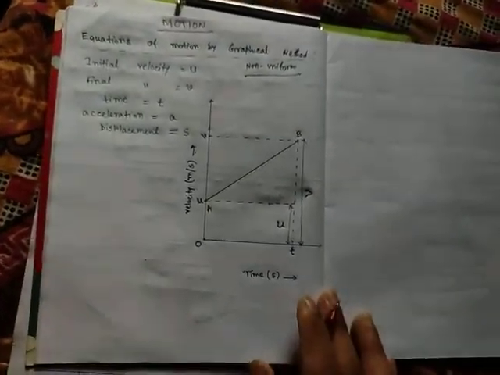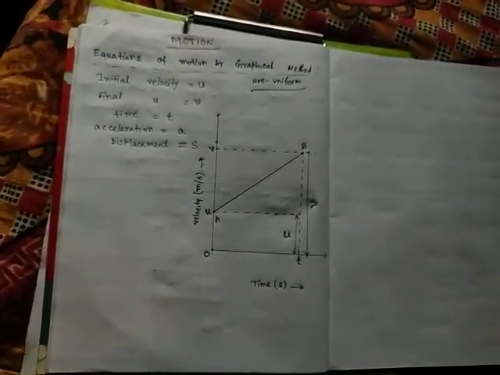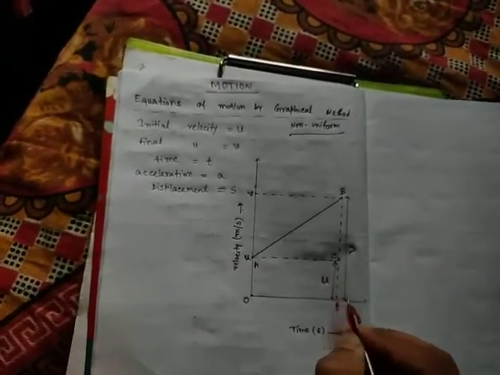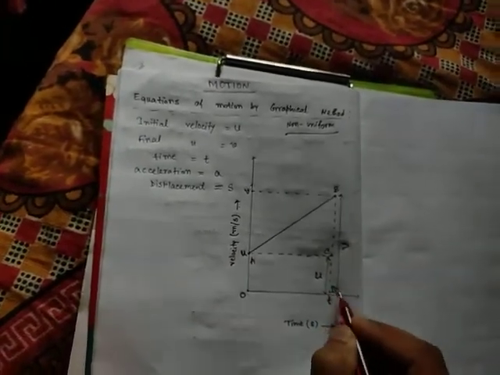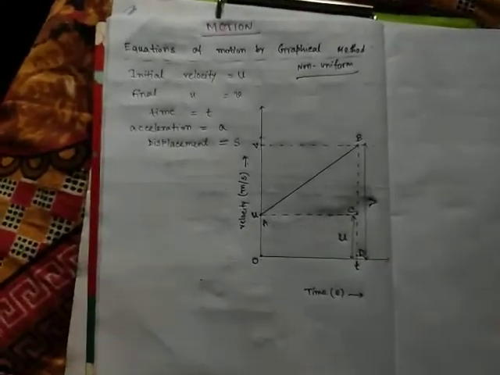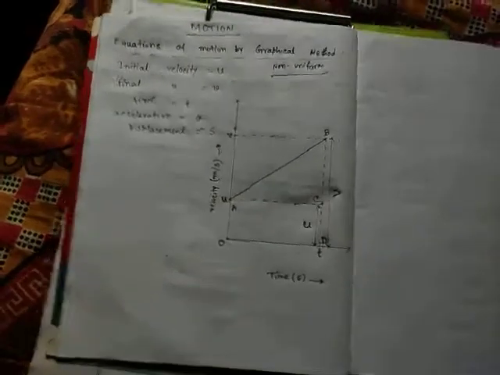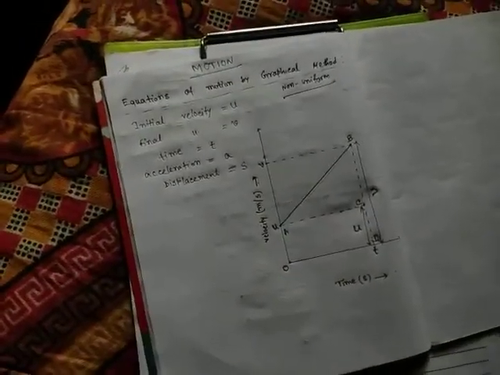Okay, AB, and let us consider, suppose this point is C, and this point is D. This point is D. Clear? This point C. This point is D. Okay, now come. Now I am writing the formula.